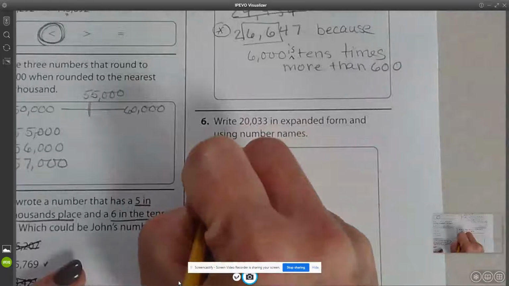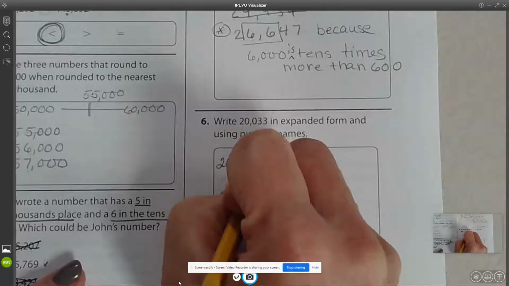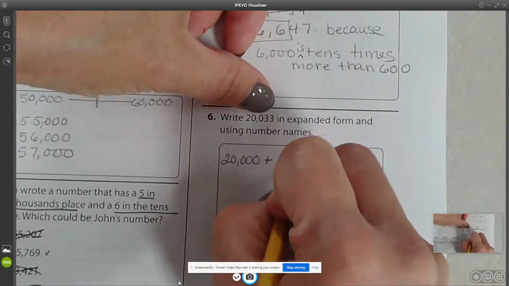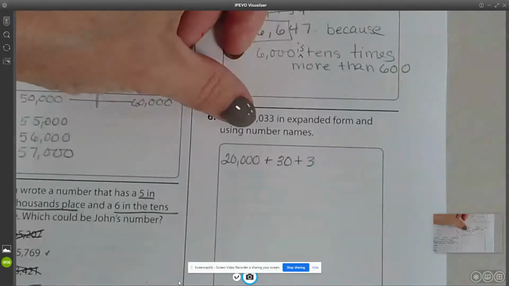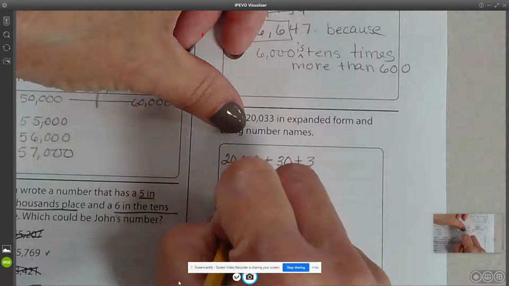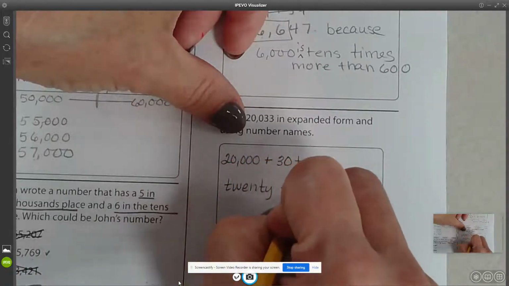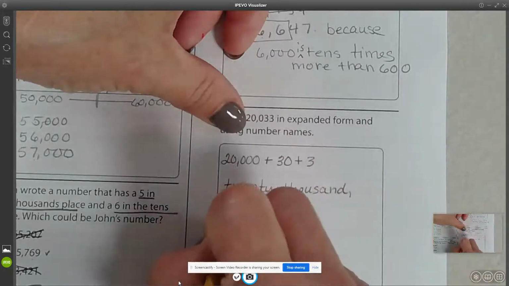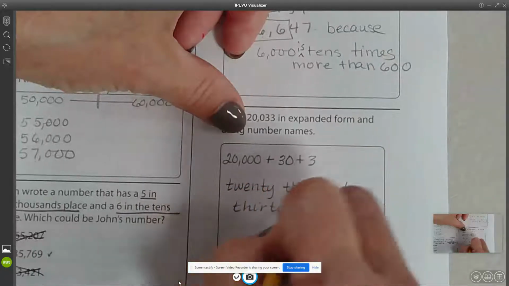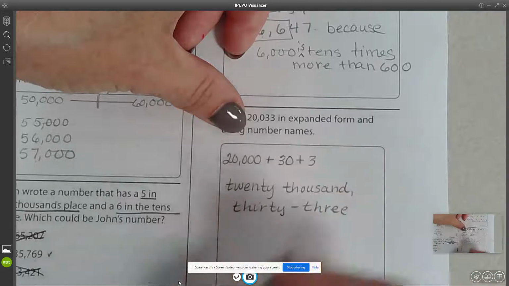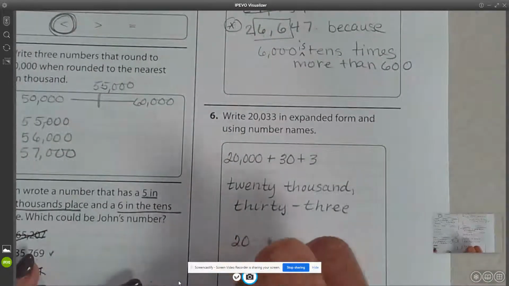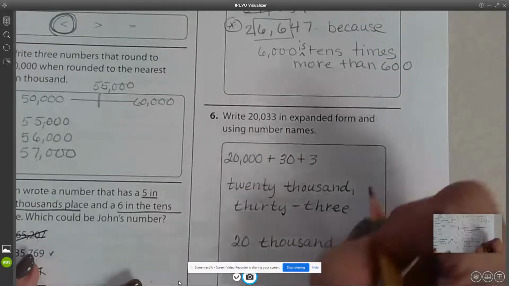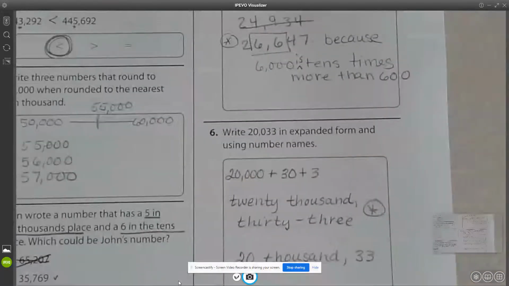So expanded form would be 20,000. Now I don't have any thousands, I don't have any hundreds, but I do have 3 tens and 3 ones. That's pretty easy. Okay. Number names. 20,000, 33. And I would also accept short word form 20,033. But if you're talking number names, it would be this one right here, really.